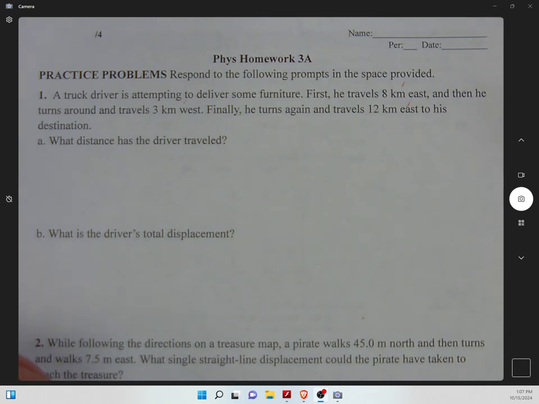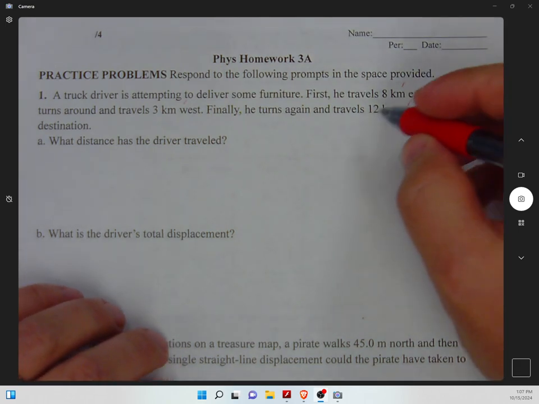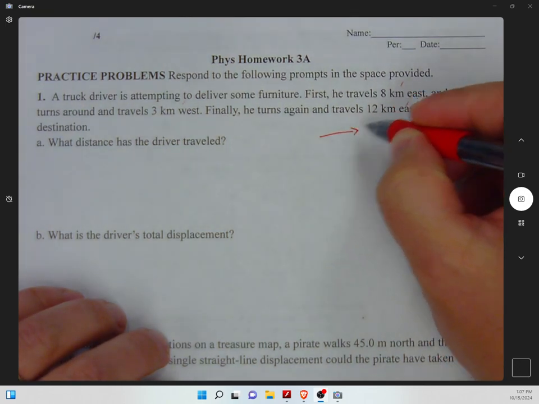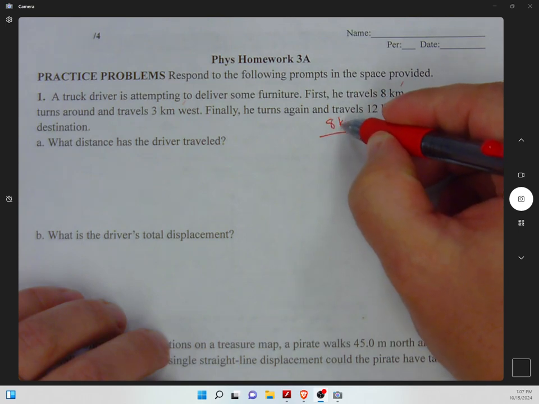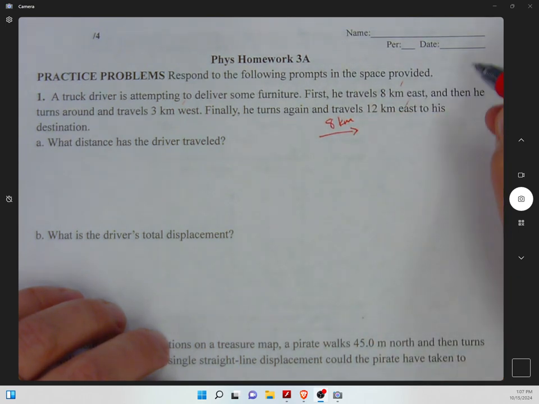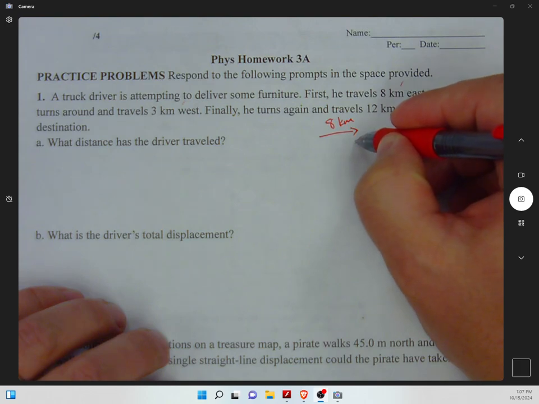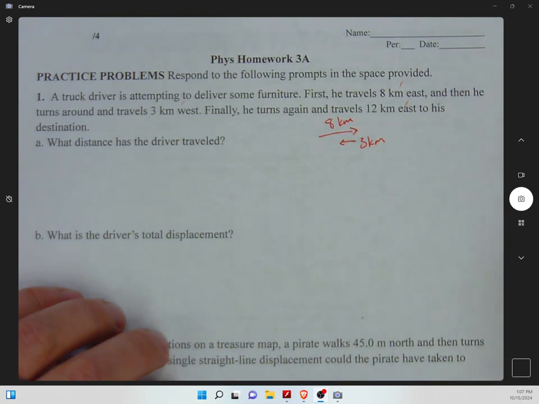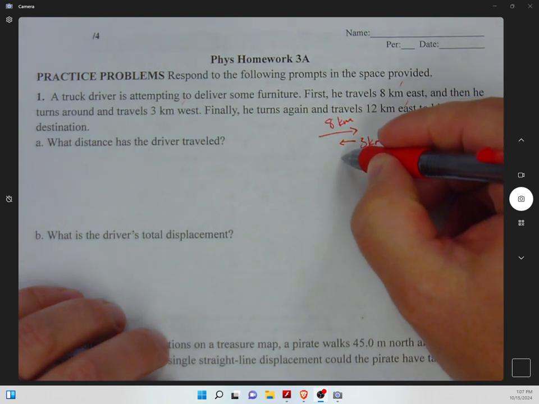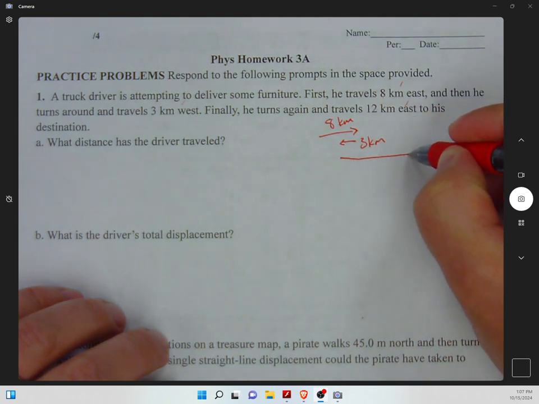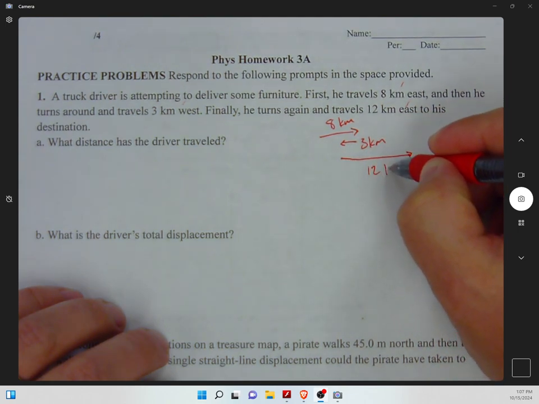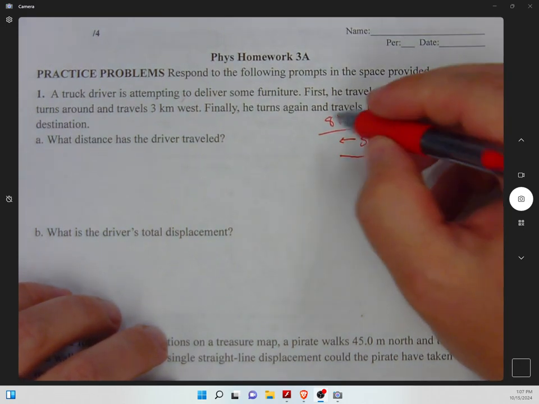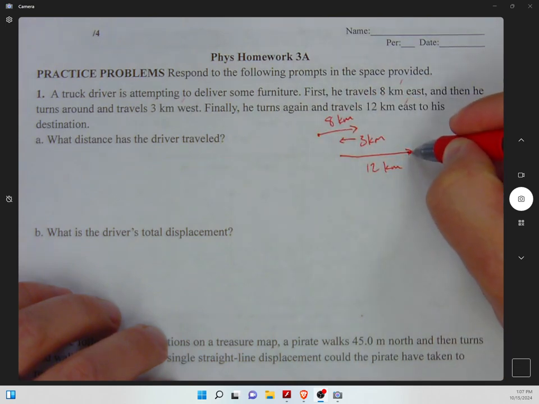Now, if we were to draw a diagram of this, we would have 8. Pretend that's straight. We'd have 8 kilometers in the east direction. Then we have 3 kilometers in the west direction, and then 12 kilometers in the east direction again. And then initial position, final position.